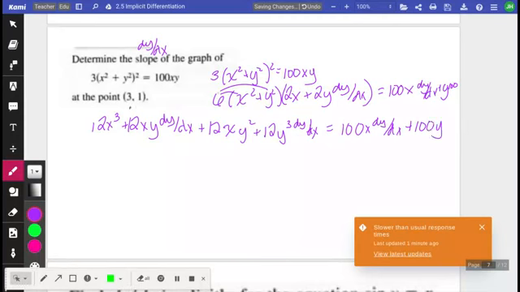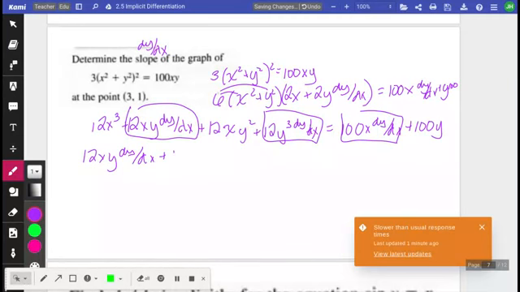Okay, so I have this term, and this term, and I would like them all grouped together, and I would like everything else. So I'm going to do this all one time. I'm going to move my 100x dy over dx to the left, and I'm going to move my 12x cubed and my 12xy squared to the right. Okay, so that I have 12xy dy over dx plus 12y cubed dy over dx minus 100x dy over dx equals 100y minus the 12x cubed minus the 12xy squared. Okay, so we just move those around.